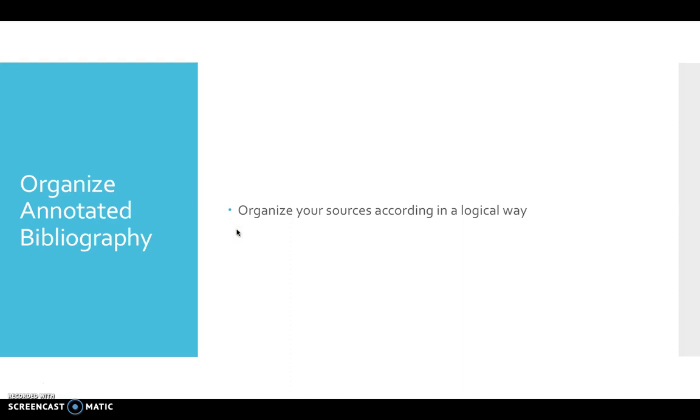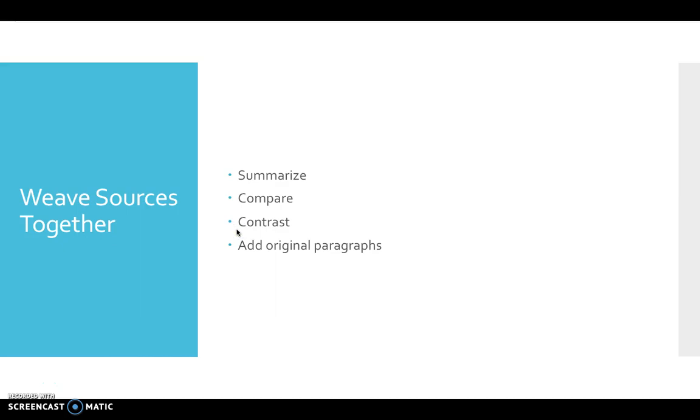In order to get there, you need to organize your annotated bibliography in a logical way, which is basically based on the findings of the different studies that are similar, and organize that from general to specific, as I mentioned. Weave the sources together. You're going to summarize, compare, and contrast them, and add original paragraphs to transition from one subject to another. You might have transitional paragraphs that say we've just been talking about X, Y, and Z. Now we're going to move into studies that have looked at A, B, and C. So you have those transitional paragraphs that you want to add.